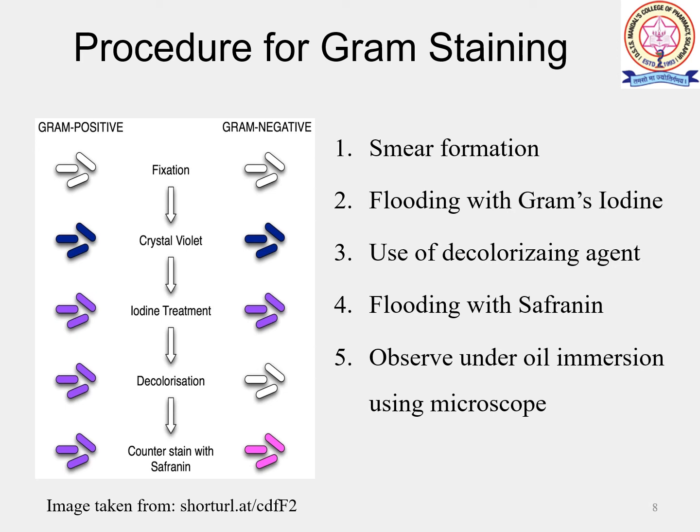Then we are supposed to flood it with the crystal violet, then use the iodine treatment, and then decolorization. Now here we can see that there is no decolorization. This is decolorized. Gram negative has been decolorized, and when we are having the flooding with safranin, it gets stained pink, while the other remains the same. So this can be observed under the oil immersion lens.